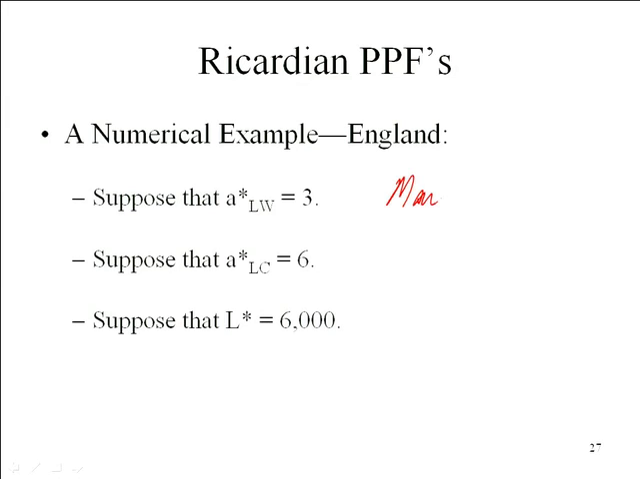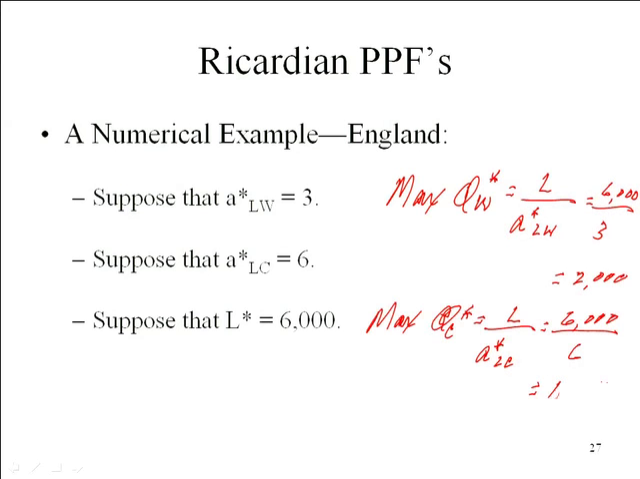So again, the easiest way to work this out is to figure the maximum quantity of wine in England, which is simply the number of workers divided by the unit labor requirement in wine. 6,000 divided by 3, which means they can produce 2,000 barrels of wine. The maximum amount of cloth is still the labor force divided by the unit labor requirement in cloth, 6,000 divided by 6, or 1,000 units of cloth. And the slope should be the ratio of the unit labor requirements, cloth to wine, which equals 2.